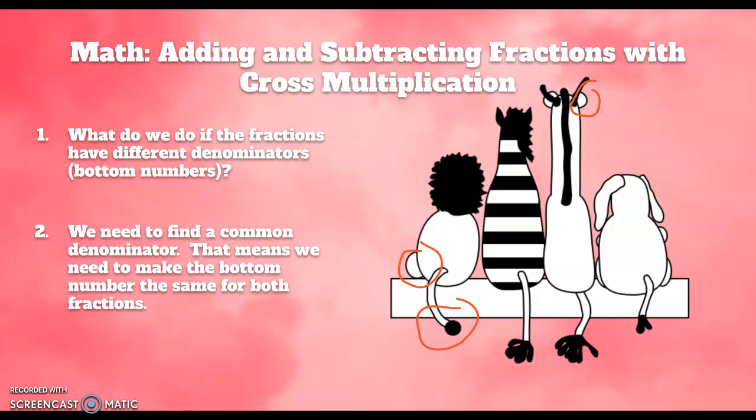When we're working with fractions, when we need to add or subtract them, they have to have something in common. And that common thing, the thing that's the same about them, has to be the bottom number. If they do not have the same bottom number, you cannot add and subtract them without some extra steps.